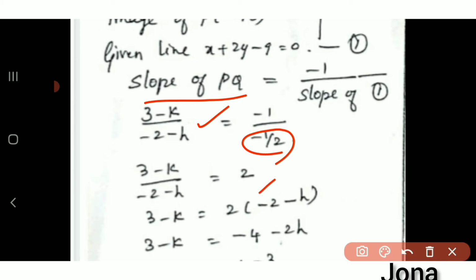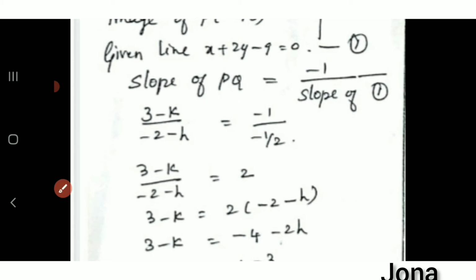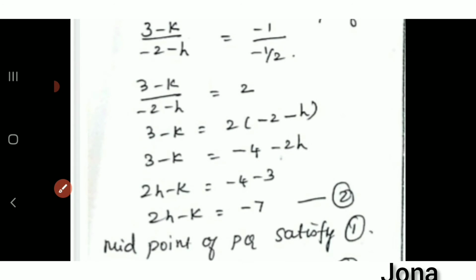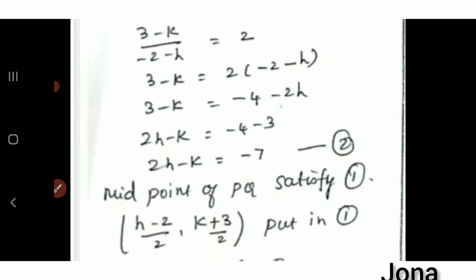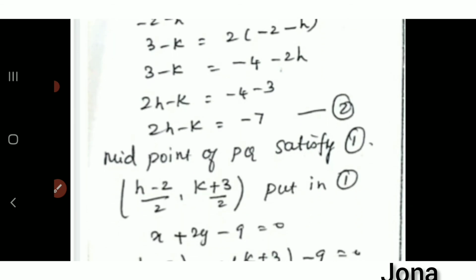Cross multiply this. So that we have 3 minus k equal to 2 into minus 2 minus h. So 3 minus k equal to minus 4 minus 2h. It's nothing but 2h minus k equal to minus 4 minus 3. It's nothing but 2h minus k equal to minus 7.